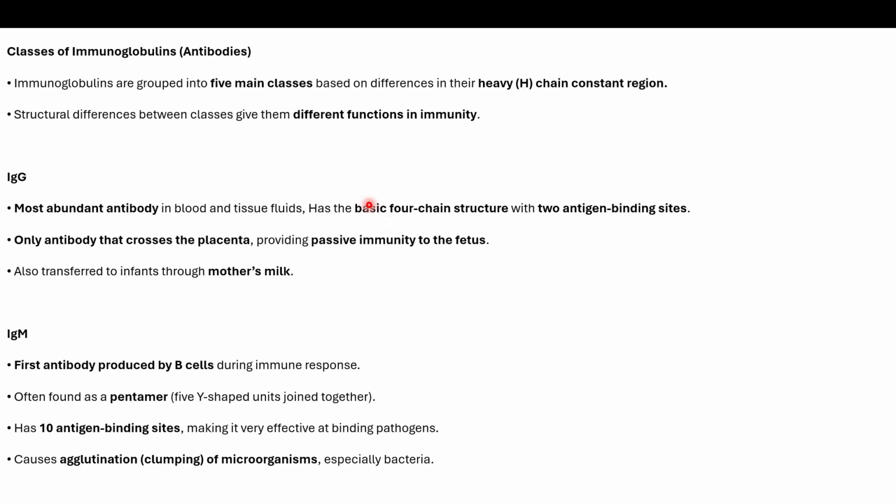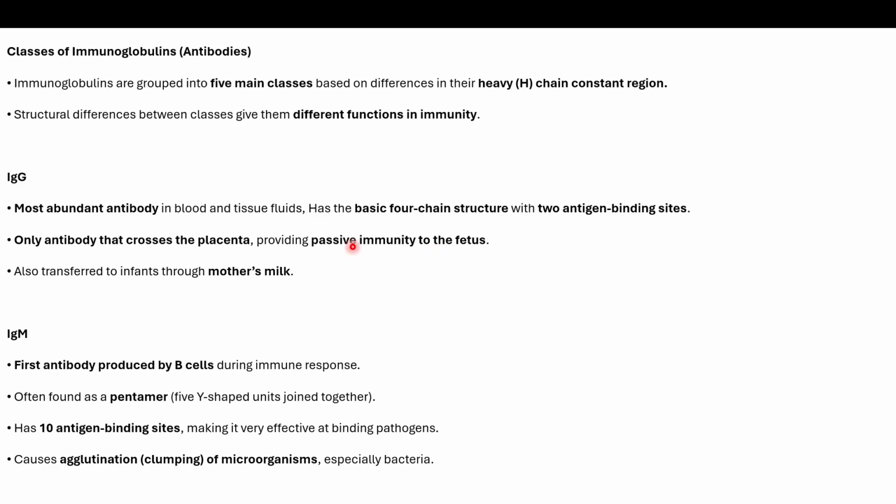If we talk about the classes of immunoglobulins, there are five main classes based on the differences in their heavy chain constant regions. And structural differences between the classes give them different functions in immunity. One is IgG, which is the most abundant antibody in blood and tissue fluids. It has a basic four-chain structure with two antigen binding sites. It is the only antibody that crosses the placenta and hence provides passive immunity to the fetus. Passive immunity, we will look at it later also.